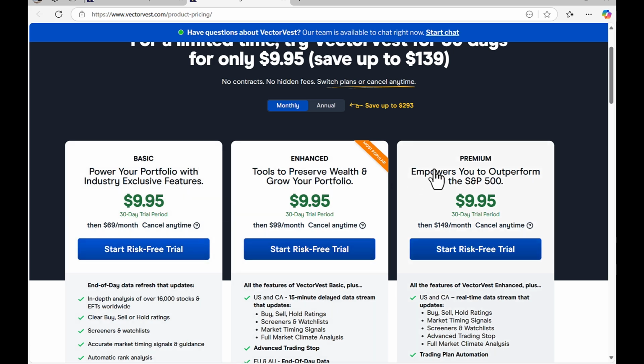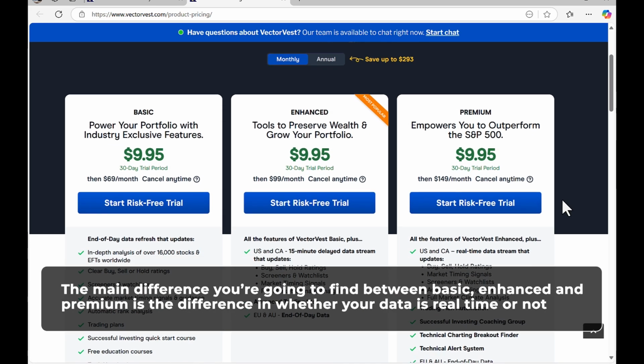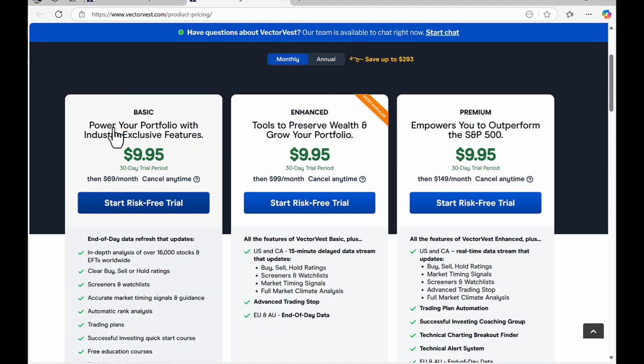The 30-day trial does give you access to premium. So the main difference you're going to find between basic, enhanced, and premium is whether your data is real-time or not. Basic offers 1-day delayed data, so all of the data is updated at the end of each market day. Enhanced gives you 15-minute delayed price data, and all of the data is updated throughout the day as far as the color gauge for the market, buy, sell, hold ratings. Those are all updated during the day, not just once at the end of the day. And then premium offers real-time data. All of those ratings and recommendations are updated in real time.